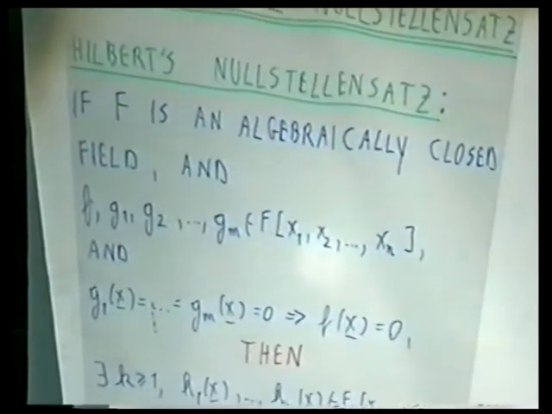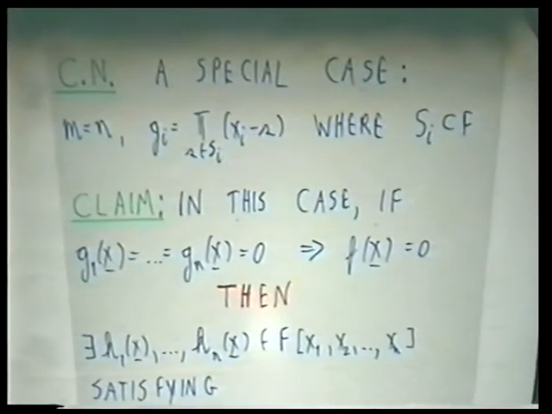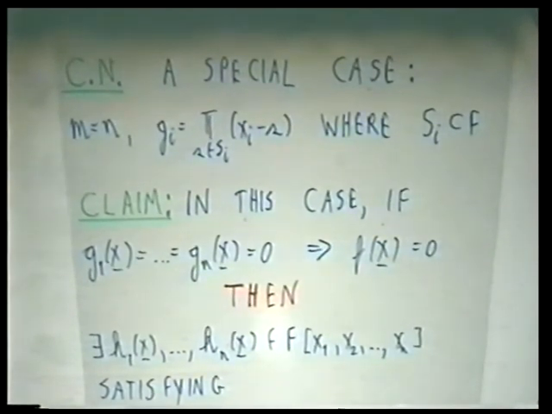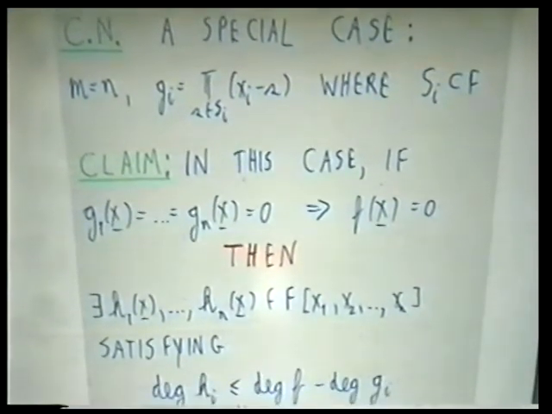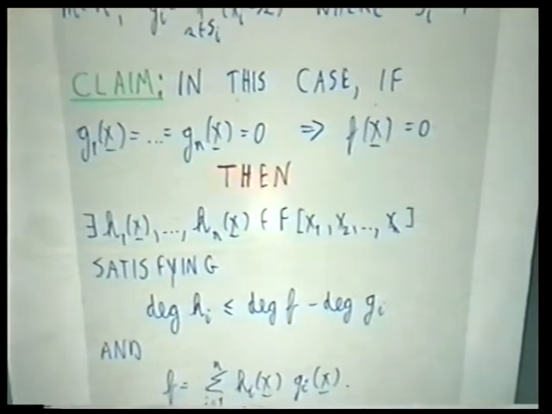And I want to consider a very simple special case of this, actually. But in this special case, we can say a bit more. And here is what it is. This special case is the case where the number of polynomials generating the ideal that I'm considering is equal to the number of variables. And each of the polynomials that generates the ideal is a polynomial in one variable, so it's of the form g_i that you see there. And in fact, even all its roots are in the field. So it's really a very simple case.